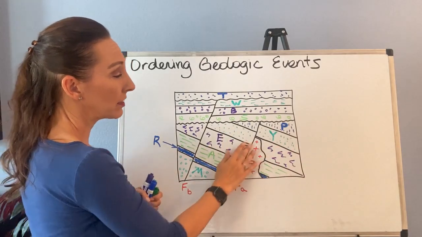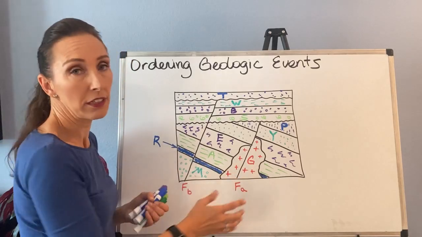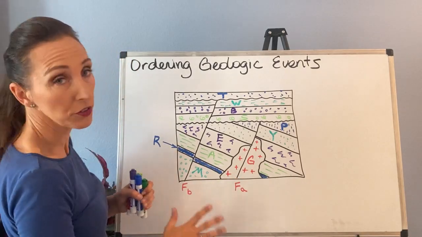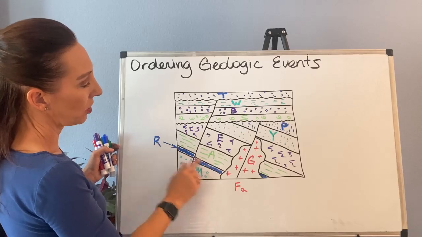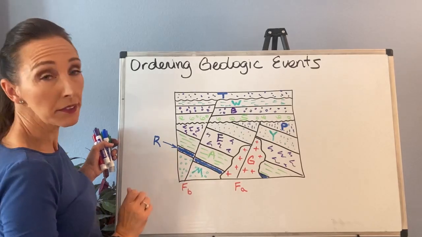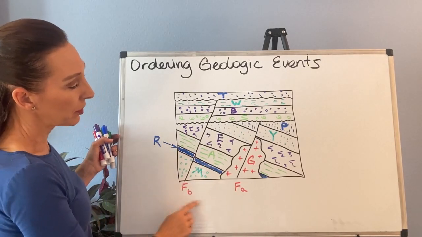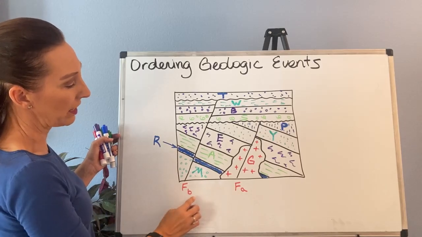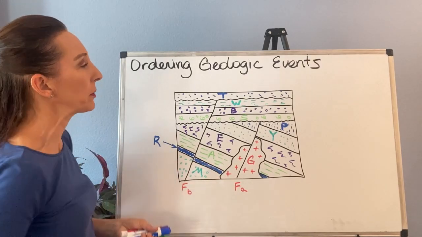We also have this igneous intrusion, which I marked with a G, so let's say it's a granite that cooled below the surface. And then this unit R, I kind of labeled out here, so make sure you see that. And then we have two faults. I just labeled them fault A and fault B, or FA and then FB.